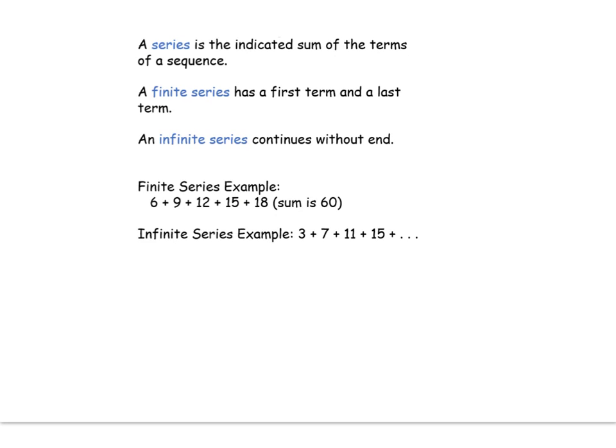So if we're going to talk about a series, we need to know the definition of a series. Now, we know that an arithmetic sequence is a list of numbers that follow an arithmetic pattern with a common difference. Well, a series is the indicated sum of the terms of an arithmetic sequence. So, a series is the indicated sum of the terms of a sequence.